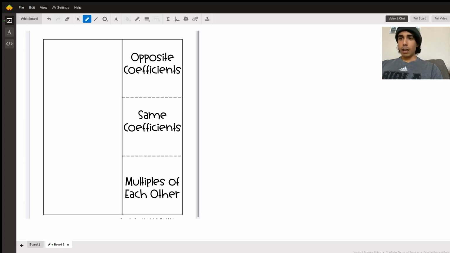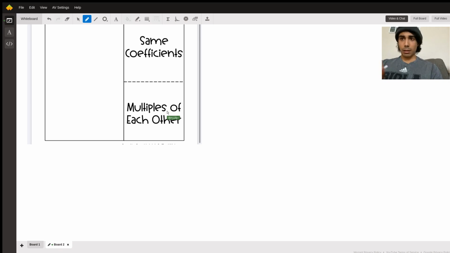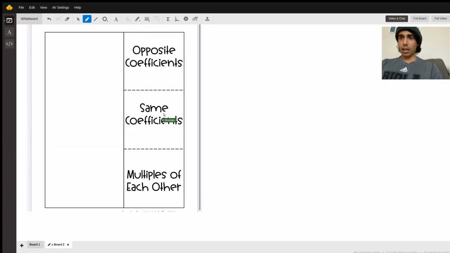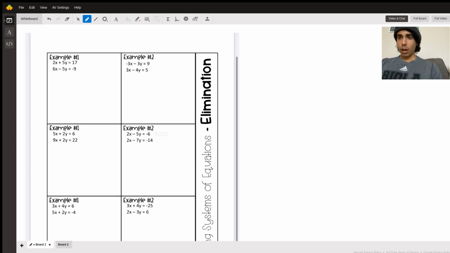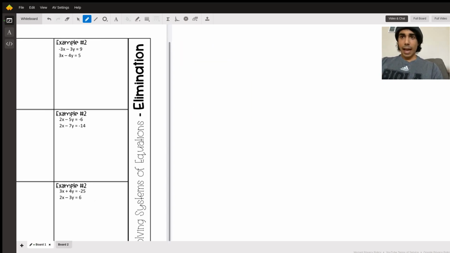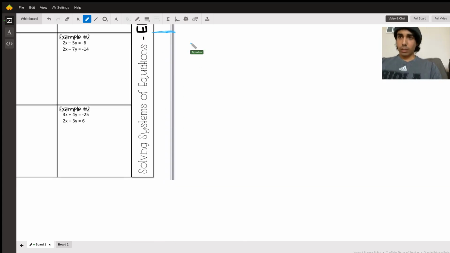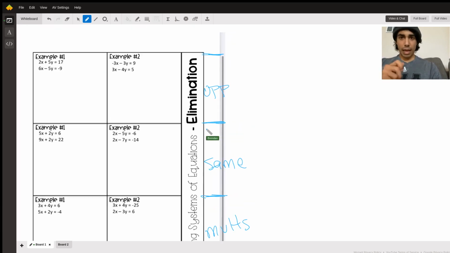All right, so we've got a few different cases. As we look at the other page, it says opposite coefficients, same coefficients, and multiples of each other. These first 2 examples are going to be examples for when we have opposite coefficients. The next 2 examples are going to be for when we have the same coefficients, and then the last 2 are multiples of each other. So we'll see what that means.